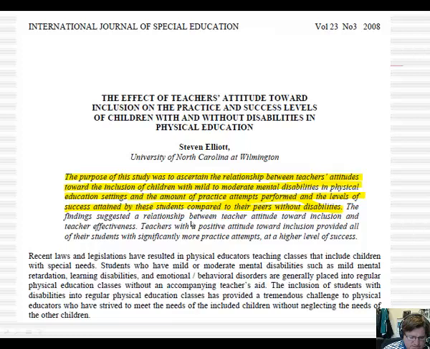So you can see here that I've tried to explain who the people are in my study. It's children with mild to moderate mental disabilities and teachers. I've tried to explain what I'm measuring, which is practice attempts and success rates of those, and I've tried to explain the variables within this. The other half of the abstract just tells you what was found.